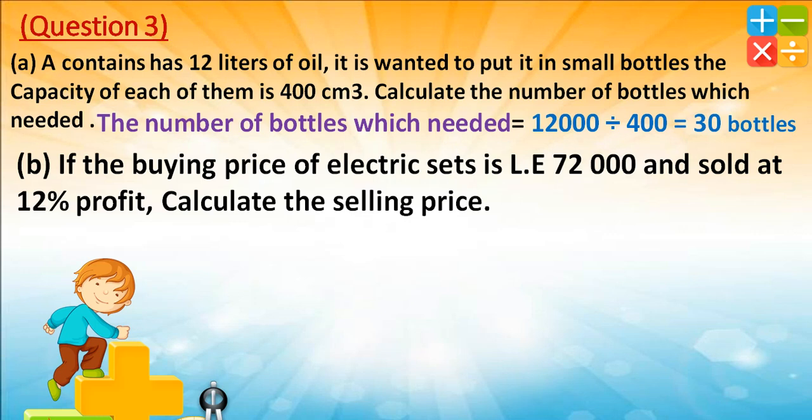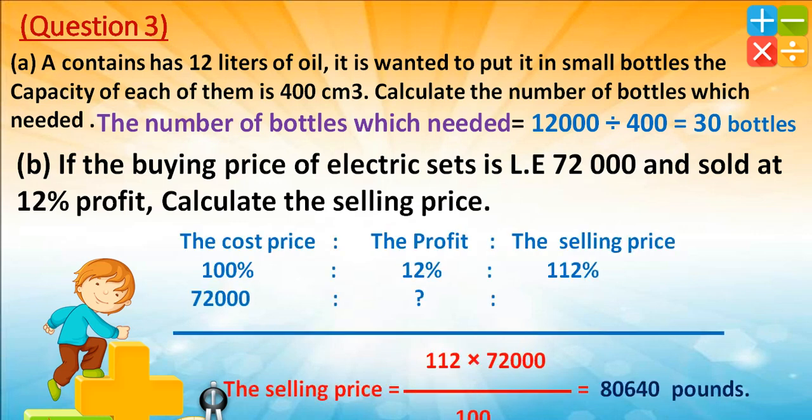If the buying price of electric sets is 72,000 pounds and sold at 12% profit, calculate the selling price. The cost price here is 100%. Excellent. The profit is 12%. The selling price is 112%.